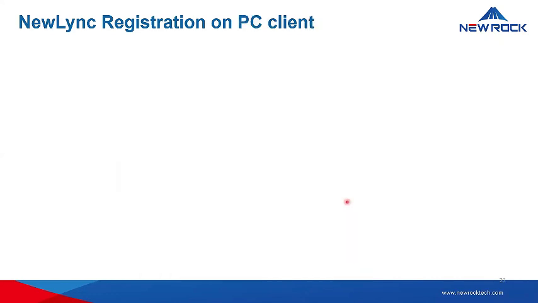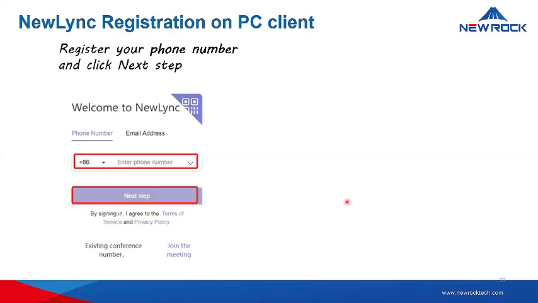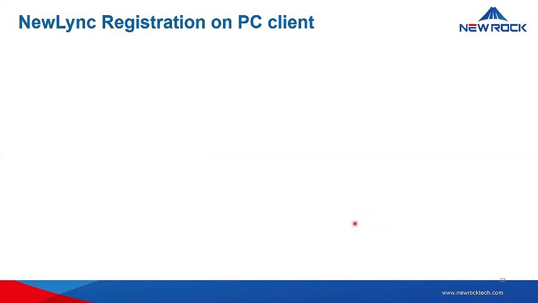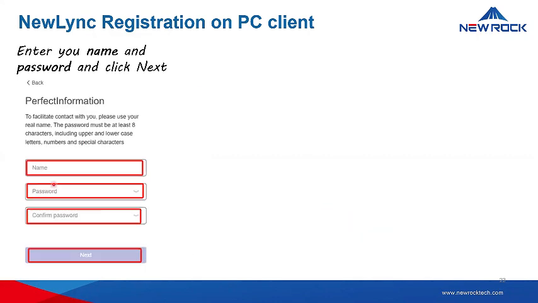So how about if you want to use your PC? Again, same, you need to input your phone number. You have already installed the PC client; open that one, enter the phone number and simply click next. After that, your phone will receive an OTP and you need to enter the OTP. Just copy and paste here, then click sign up. After which, you need to complete the information. Place your name, password, and confirm, then click next.